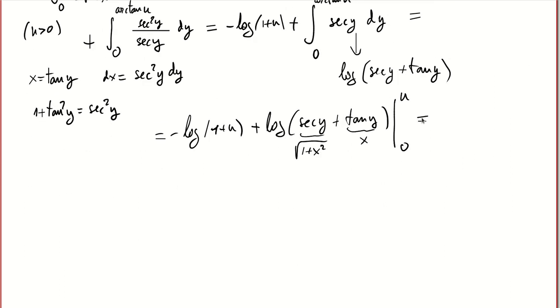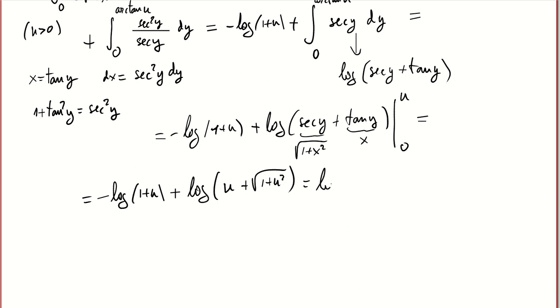Okay, so this is minus the logarithm of 1 plus u plus, for 0, this is 0, and this is 1, the logarithm of 1 is 0, so it's the logarithm of u plus the square root of 1 plus u squared. Okay, so this is what we have. As a result of this integration, we have the logarithm of u plus the square root of 1 plus u squared, over 1 plus u.